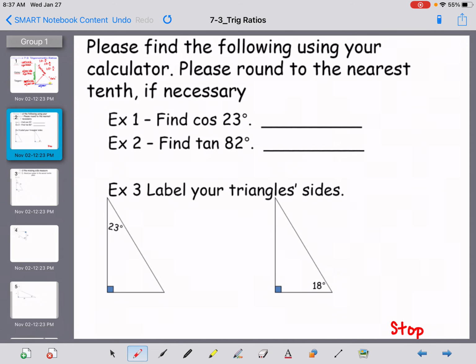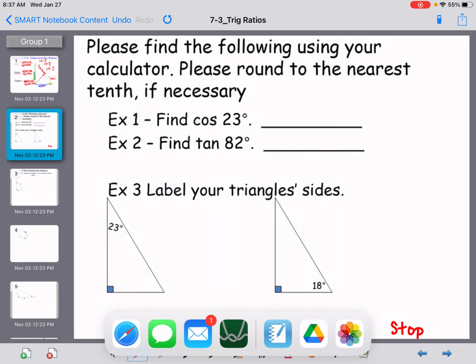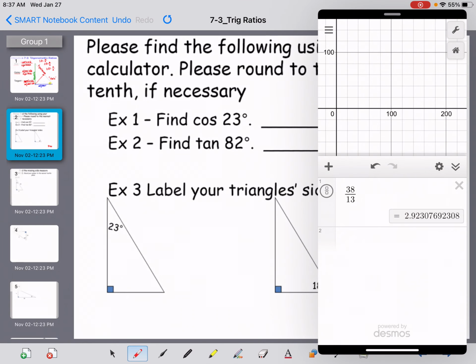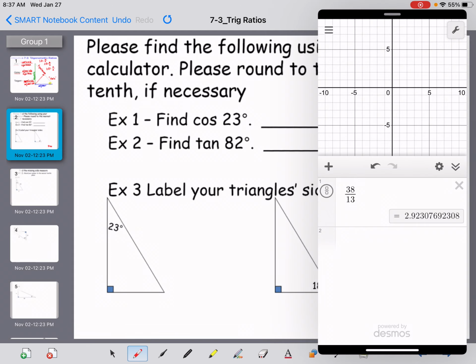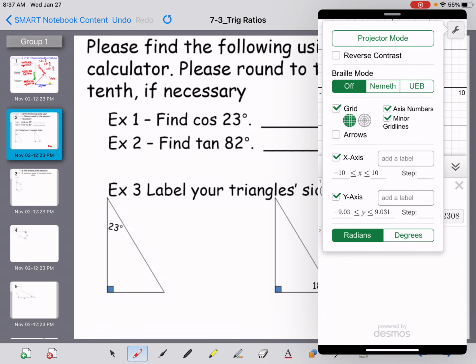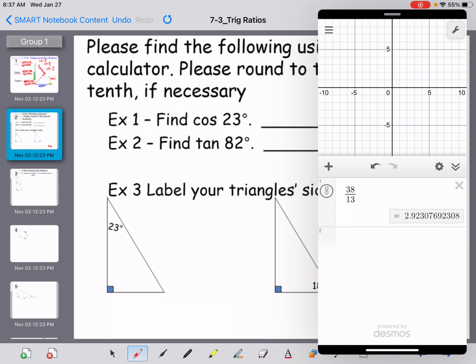All right, so now we're just going to find some things using the calculator. So let's get Desmos ready here. The first thing I want you to do when you open up Desmos is to go to this little wrench tool and click on it. Down here at the bottom, you've got two choices. You've got radians and degrees. You need to click on degrees, and your calculator needs to be in degree mode in order for you to use these trig functions. Every time you open up that calculator, you need to check that when you're working with trig functions.